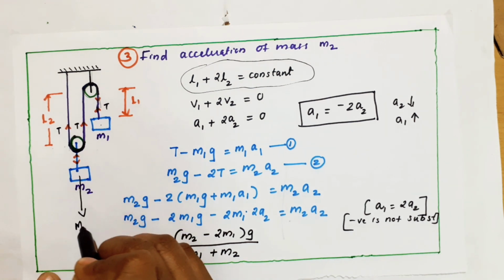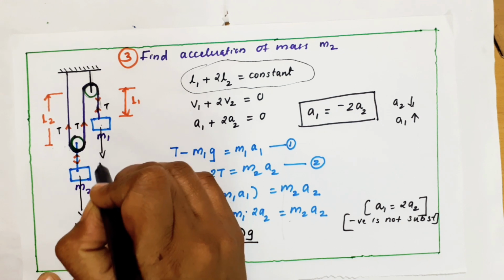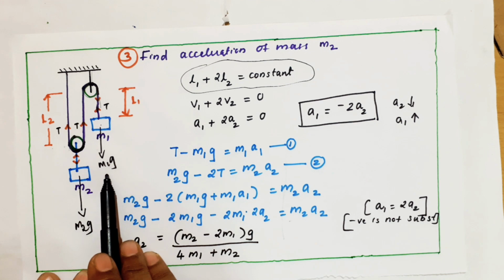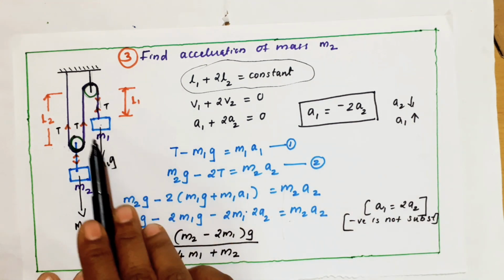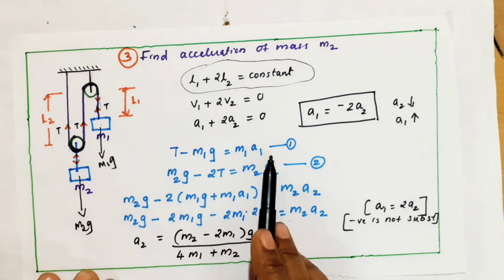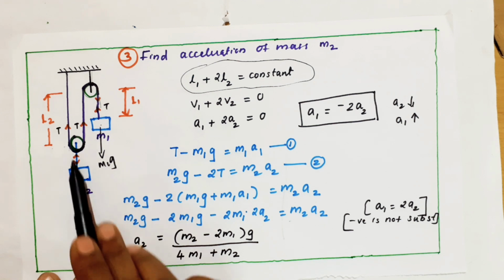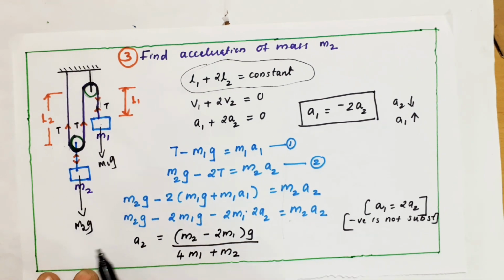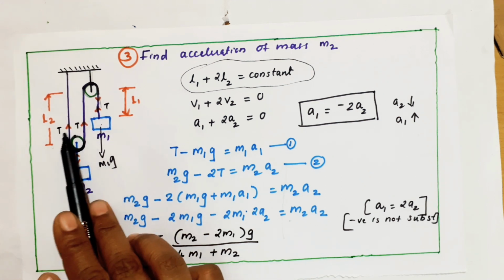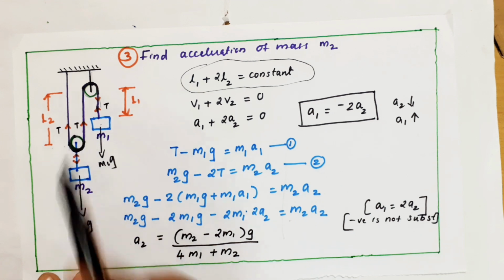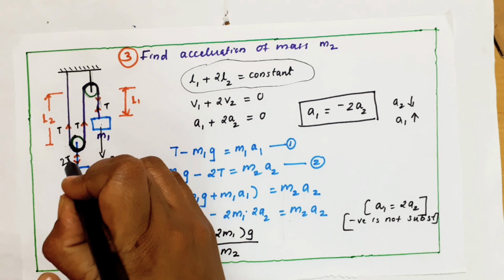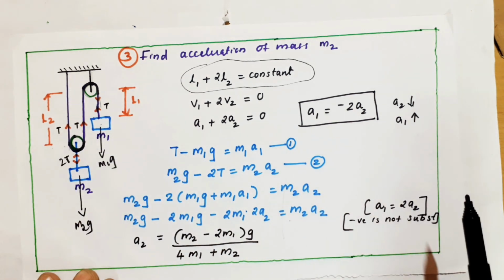Now the free body diagram, check it. This is the weight of the body, M2G. In this case, the weight of the body is M1G. So we can write T and M1G. I already told you A1 is going up. As A1 is going up, I can take the equation T minus M1G equals M1A1. For this case, we know that it will come down, so I can write M2G is greater than the tension. Here you can see that this tension will be equal to this tension, so here the tension is nothing but 2T. So we can write M2G minus 2T is equal to M2A2.